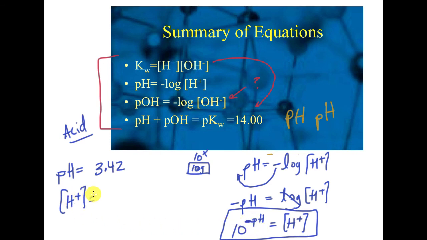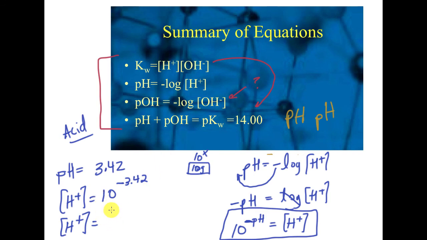So right here I'm going to take 10 to the negative 3.42. Plug that in my calculator and I can solve for my hydrogen concentration. What would my exponential number be? It's going to be a 4 because of the fact that I have this number like this. So let's do it on our calculators.